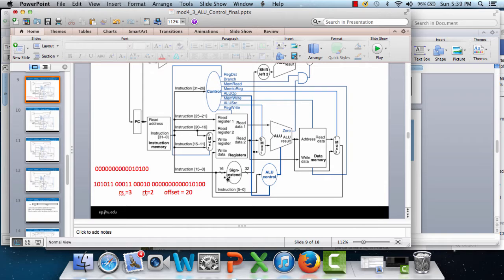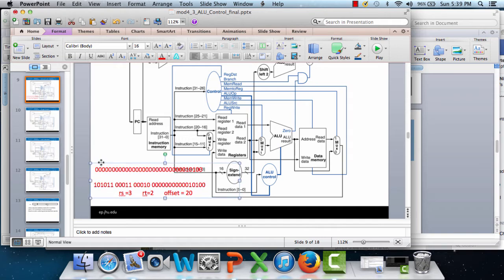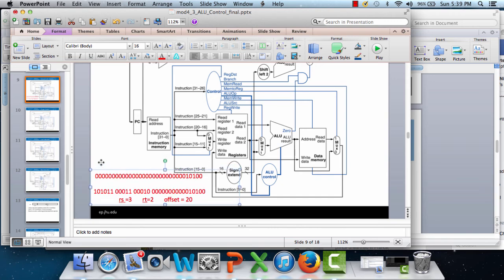The sign extend unit here takes the lowest 16 least significant bits. That's here, I copied that here. So this goes into the sign extend, and what comes out of the sign extend is just this with 16 zeros on the end. That's the result of the sign extend.